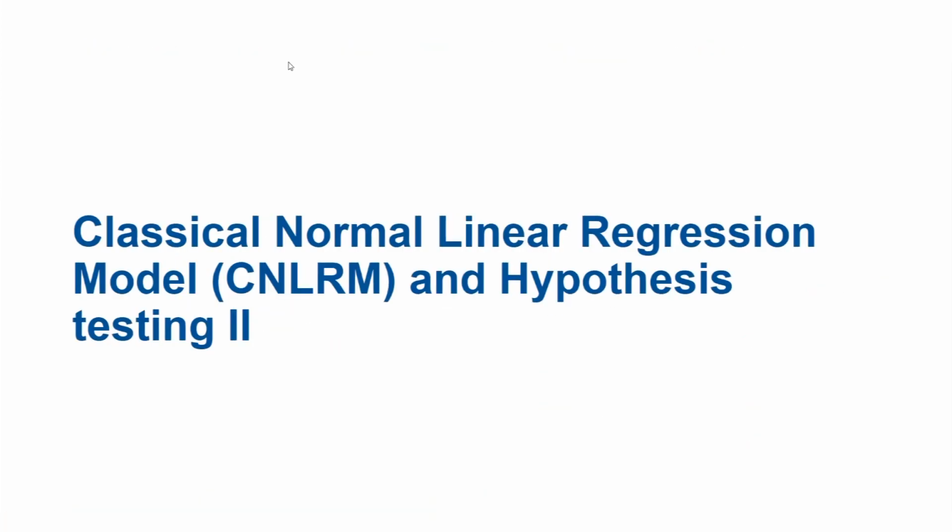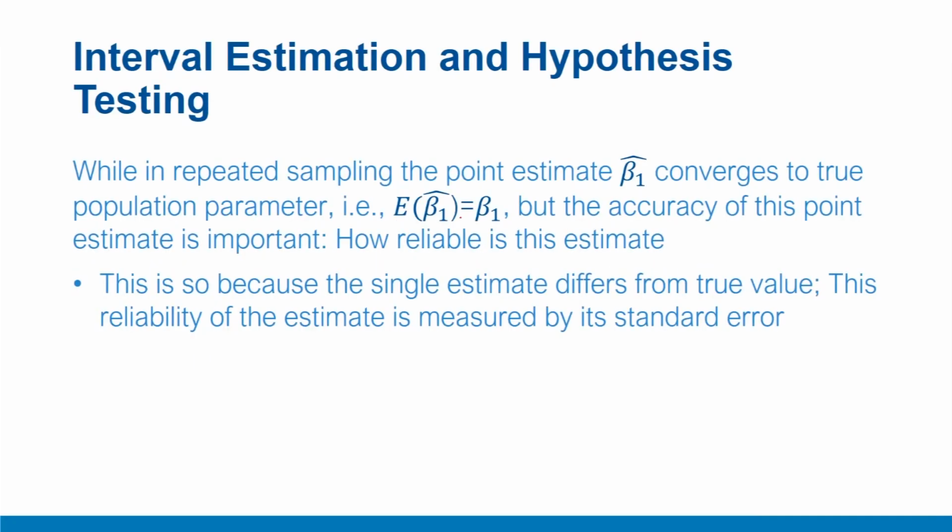In this video, we'll conclude our discussion on hypothesis testing with the classical normal linear regression model. Please remember, in repeated sampling, the point estimate, that is beta 1 hat, converges to the population parameter, which is beta 1. This is to suggest that if you have a number of samples, the mean of beta 1 hat will converge to the population parameter beta 1.